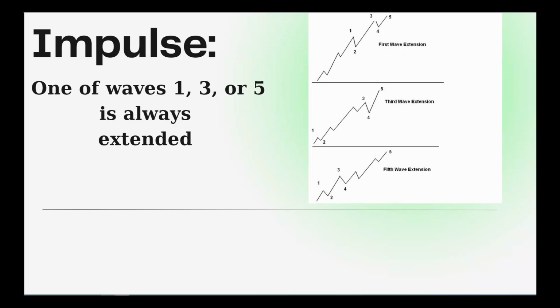During strong trends, the price may extend and typically, wave 3 is the extended wave. However, it is also possible for waves 1 or 5 to be extended. As a general rule, only one wave will be extended or significantly longer than the other motive waves.